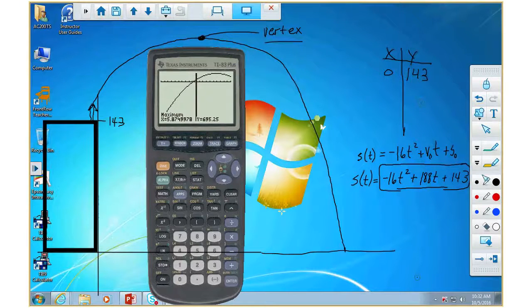So go over to our pre-algebra board over here. So 5.87, comma, 695.25. And that's called our maximum.